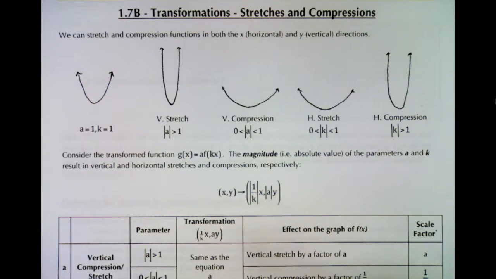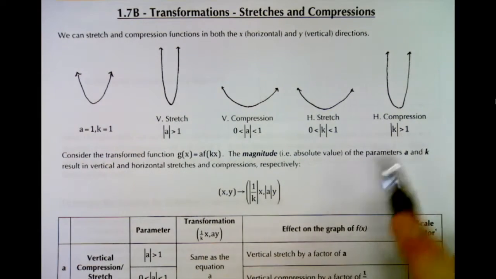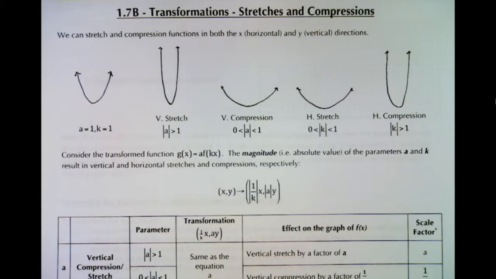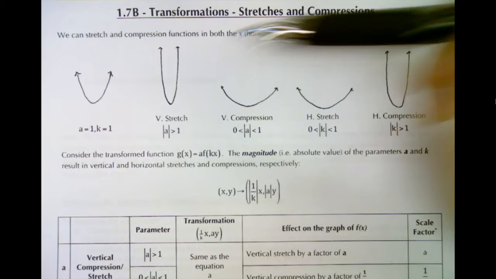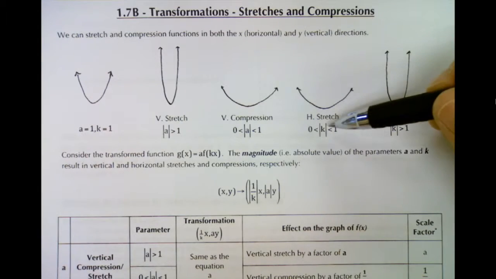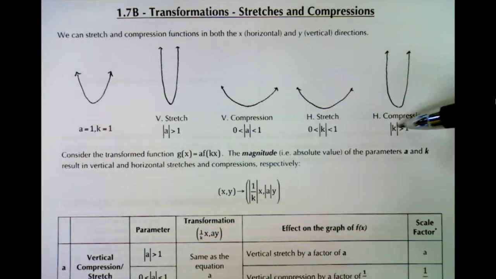The reason why there's bars around A and K is because the sign, negative or positive, told you whether it was a reflection or not. And this just means absolute value. So what I'm asking you to do when you think about A and K, just ignore the sign, because that's the reflection, or not reflection, and just think about the magnitude or the number. So what's happening here? Well, whatever K is, if K is a number that's greater than 1, the number acting directly on X as a multiplier, then we're actually horizontally compressing the graph.